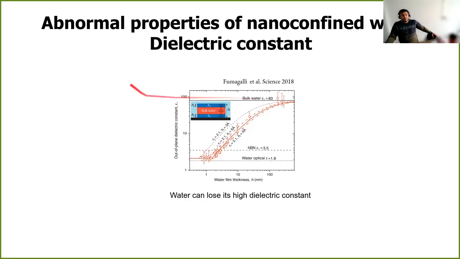Now, another paper also looks at the dielectric constant of water, because we know that many of the properties of water as a solvent come from its high dielectric constant, right? So it has a very high constant of around 80 in bulk, but as soon as you start placing water between two hydrophobic sheets, this dramatically reduces. And close to this, again, this 1 nanometer mark, you see that water molecules display a dielectric constant, which is almost equal to its optical dielectric constant.